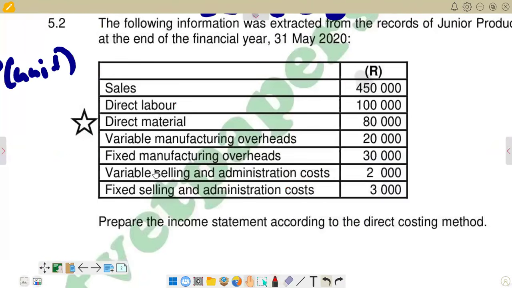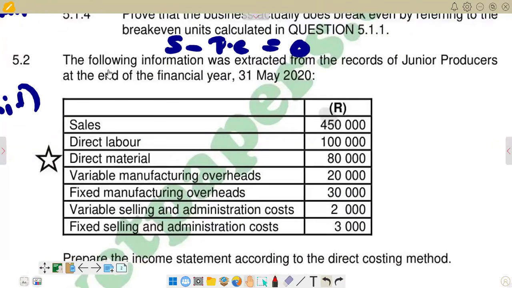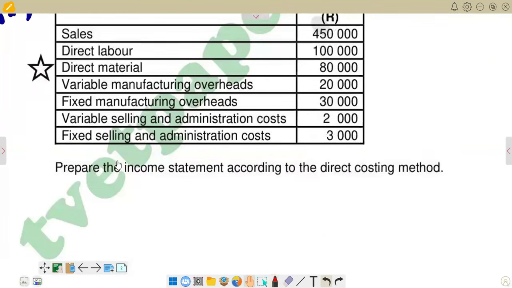So if you come here, you see that 5.2 is the next question, saying the following information was extracted from the records of Junior Producers at the end of the financial year, 31 May 2020. We are given a list of balances, and then the question is: prepare the income statement according to the direct costing method. So we need to know, when we are using the direct costing method, what are we supposed to do? In terms of the direct method, we are first supposed to say sales minus our variable cost.